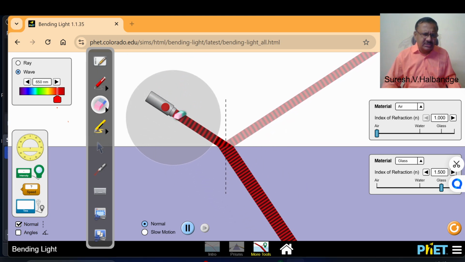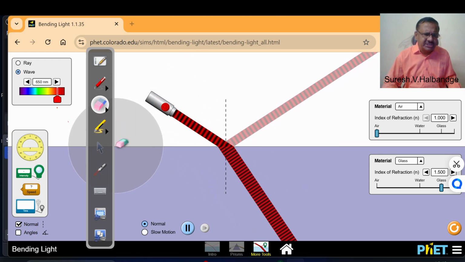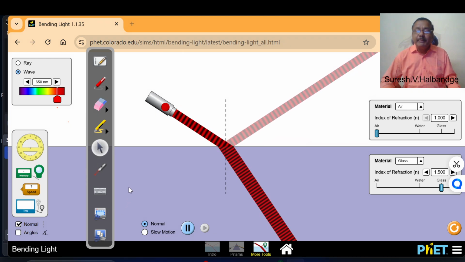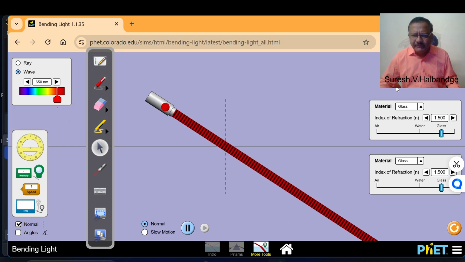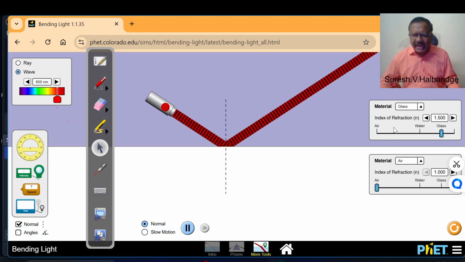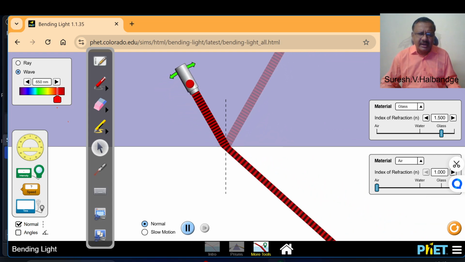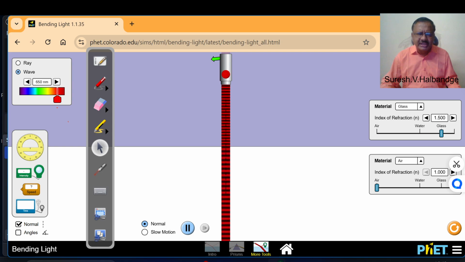Now what I do is, I will change the medium. Upper medium I shall take as a denser medium, which is glass, and lower medium as air. Now I will change the angle. Now the angle of incidence is 0 here. The ray of light is incident normally. When the ray of light is incident normally, the angle of incidence and angle of refraction are both 0.